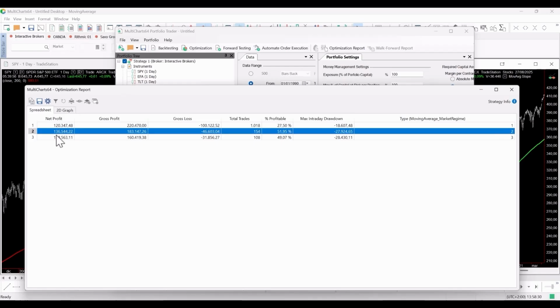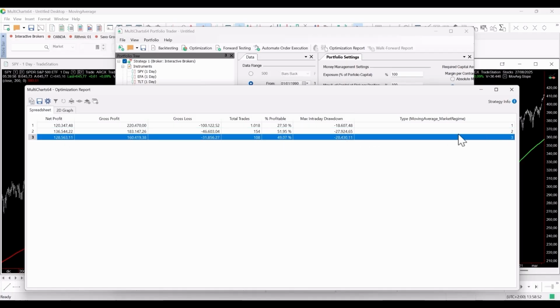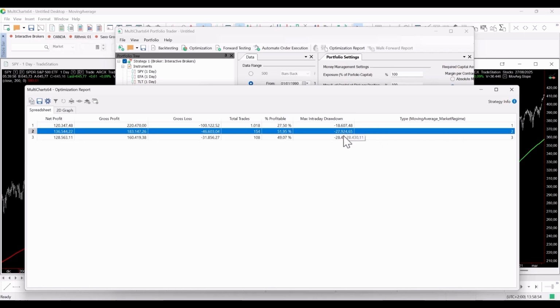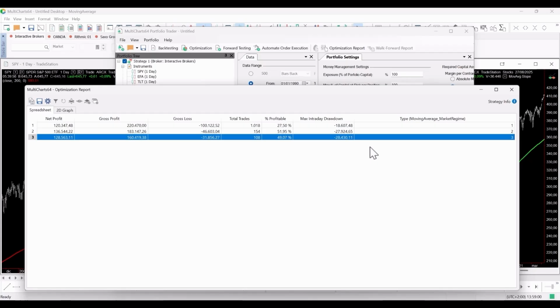But let's not limit ourselves to just the net profit. Let's also take a look at the other metrics provided in the report. First, let's examine what happens with the max intraday drawdown, so the drawdown that occurs when we simulate these three approaches on our portfolio. We can see that with the crossover of the two moving averages, and with the slope of the moving average, the drawdown is around $27,000 and $28,000. Given the simulated capital for this portfolio is $100,000, that equals roughly a 27 to 28% drawdown.